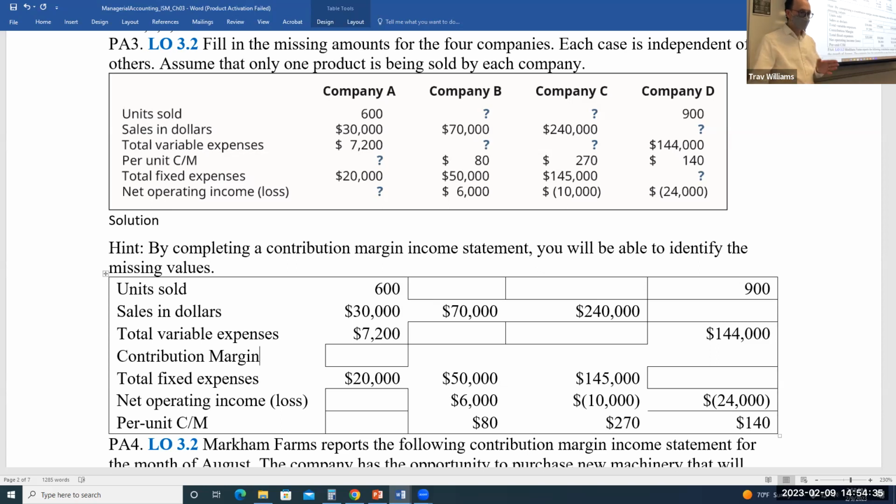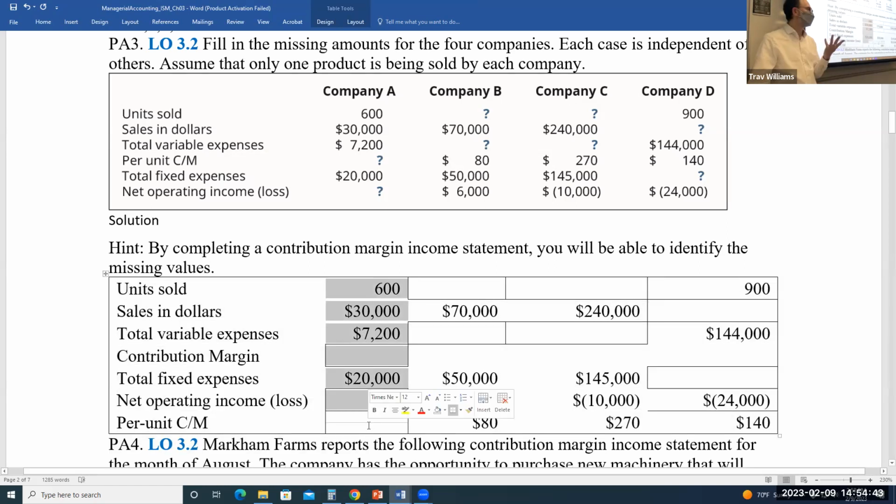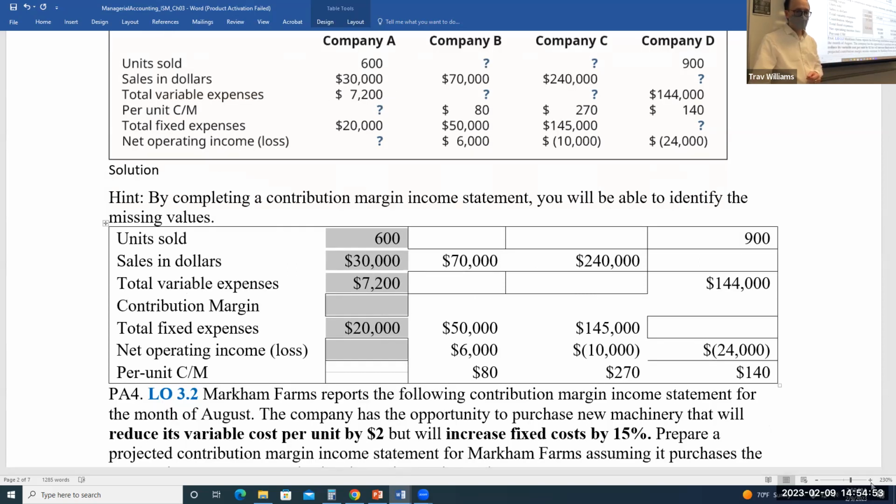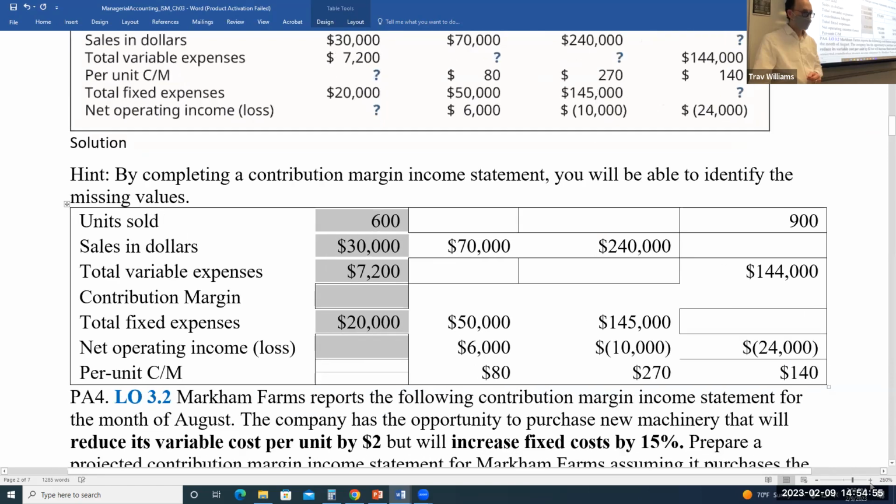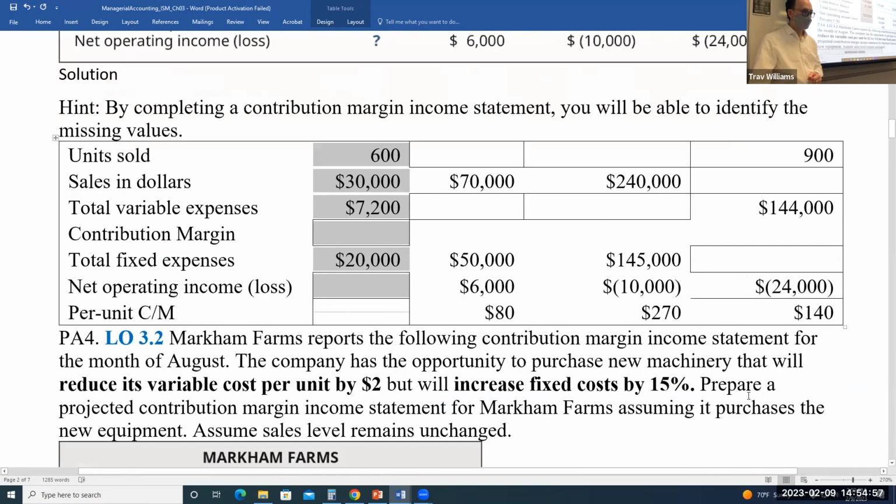So we've got four columns here. We have to fill in the missing blanks or the missing information in each column. The data are coming from up here, so all of that has been copied down. We're going to make this maybe a little bigger. Let's take it one column at a time.